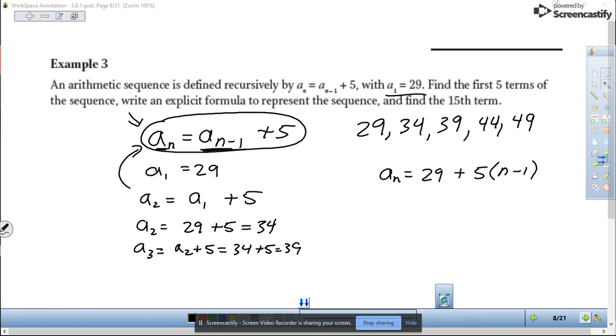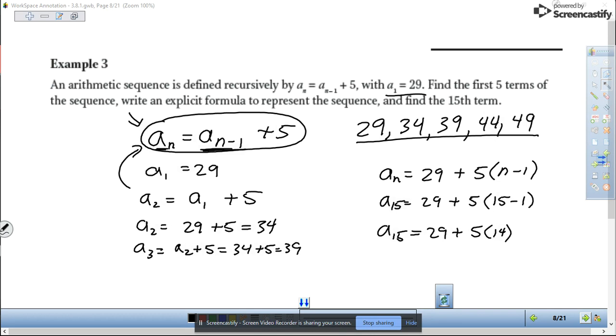Now, use that to find the 15th term. Either you have to do this 15 times, or now that we have the equation down here, I can do, okay, a sub 15 would be 29 plus 5 times 15 minus 1. Okay? And that'd be 5 times 14. And so all you got to do is very quickly do 5 times 14, all right, which is 70. All right, so that's a sub 15 equals 29 plus 70, which is 99. So there's your 15th term.